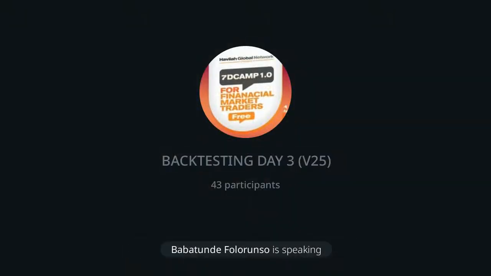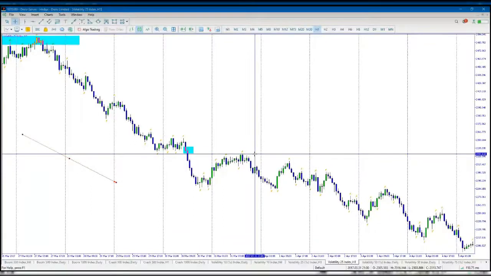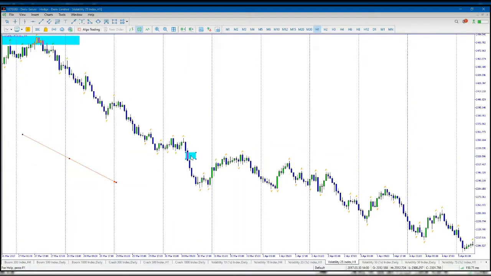Let me even see if it didn't touch itself. It didn't touch that KOB. It just filled the imbalance because there was an imbalance before the KOB. This imbalance. Price just filled the imbalance and then came down. It didn't even touch the KOB. So something interesting happened here.